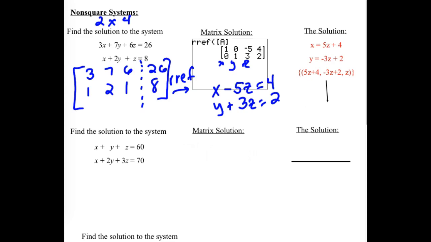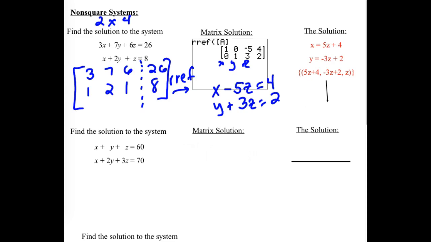So I'm going to put 5z plus 4 in where my x would go. I'm going to put negative 3z plus 2 in for y, and I'm going to let z be z. Okay? Now, for these non-square ones, remember we didn't have a third row that gave us 0 equals 0.